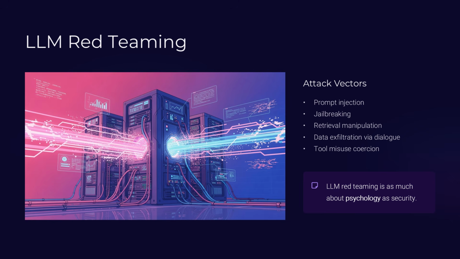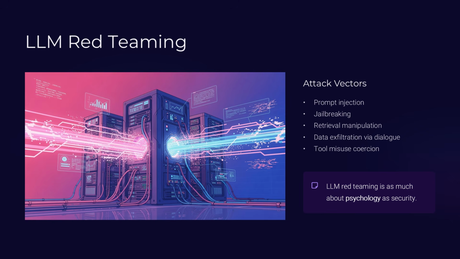Large language model red teaming. Large language model red teaming focuses on the ways conversational systems can be manipulated to produce unsafe, unauthorized, or misleading outputs. This includes prompt injection attempts that override system instructions, jailbreaking attempts that bypass safety constraints, retrieval manipulation attempts that inject malicious knowledge, data exfiltration attempts where users try to extract restricted information through dialogue, tool misuse attempts where attackers coerce the model into executing dangerous actions.